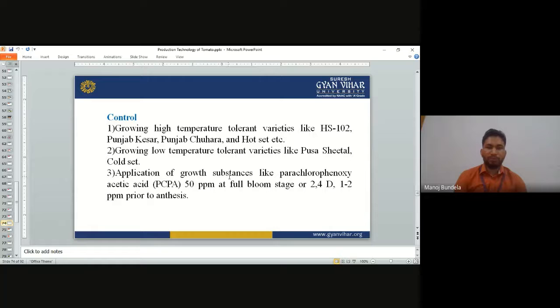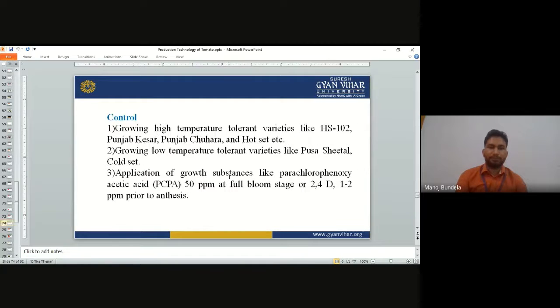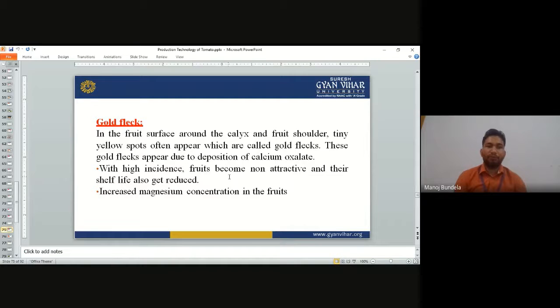Application of growth substance like parachlorophenoxy acetic acid (PCPA) at 50 ppm at full bloom stage, or 2,4-D at 1 to 2 ppm prior to anthesis. We can apply these to control the unfruitfulness.